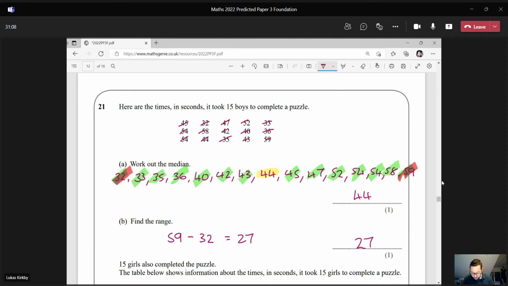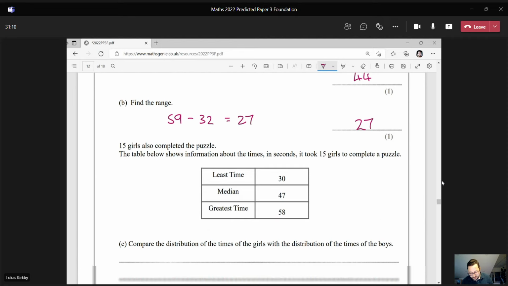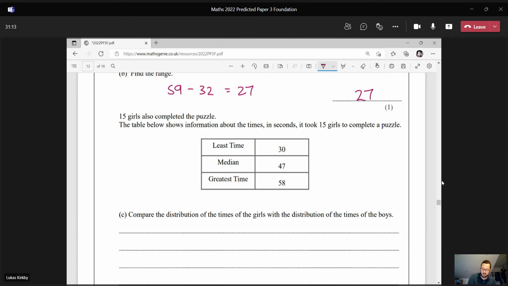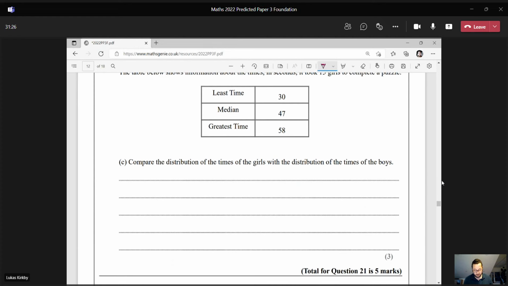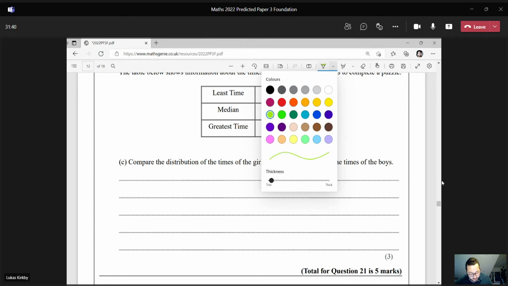Okay. 15 girls also completed the puzzle, and the table shows information about the time in seconds it took 15 girls to complete the puzzle. So we've got that the least time is 30, the greatest time is 58, and the median is 47. Compare the distribution of the times of the girls with the distribution of the times of the boys. Now they've got 3 marks here, so they'll want a few bits of information. So I'm going to compare all 3 of these things: the least time, the median, and the greatest time. And that should hopefully get me my 3 marks.